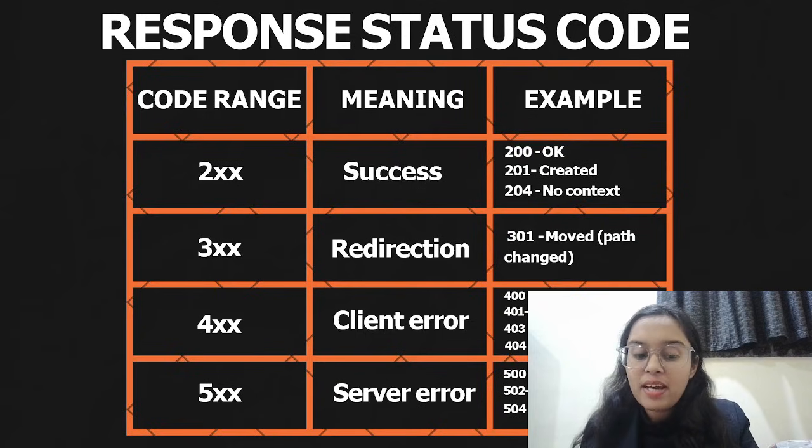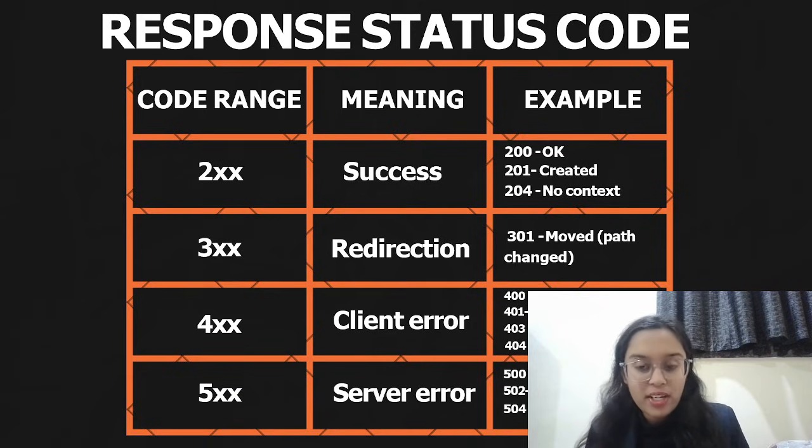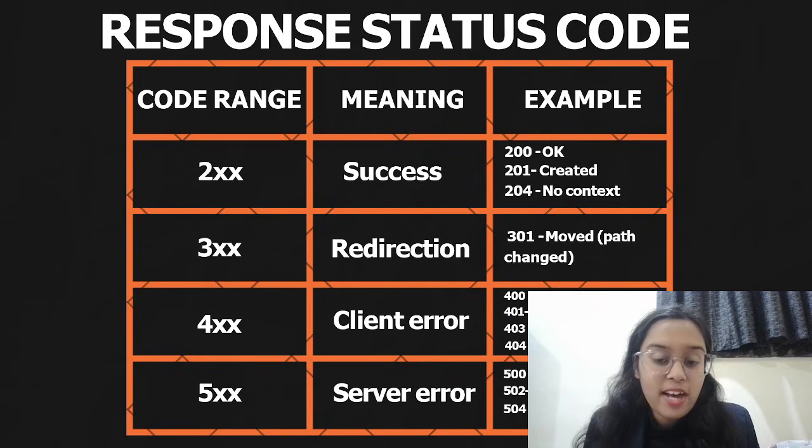So when we make an API request, the server responds with a status code. Here's what the range of codes means. As you can see here, 2xx is the code for success, like 200 OK, 201 Created, 204 No Content. 3xx is redirection, 301 Moved, path changed. 4xx are client errors like 400 Bad Request, 404 Not Found. 5xx are server errors like 500 Internal Server Error. These help us understand whether the request worked or if something went wrong.